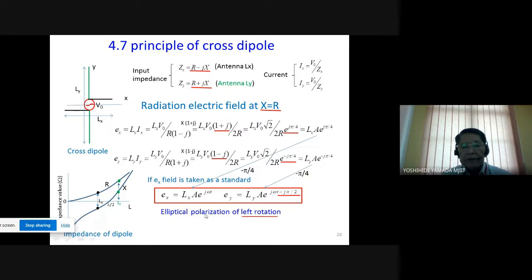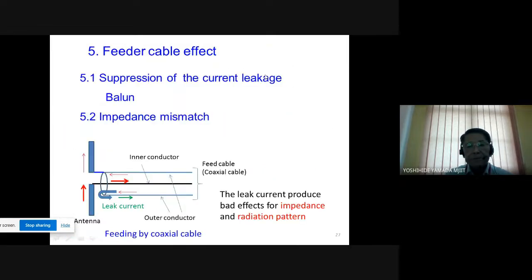So these two fields can produce left-rotation elliptical polarization. However, the Lx and Ly difference is very small, so almost circular polarization can be achieved by this combination. This is the principle of producing circular polarization by this cross dipole. So the fundamental part is almost finished.